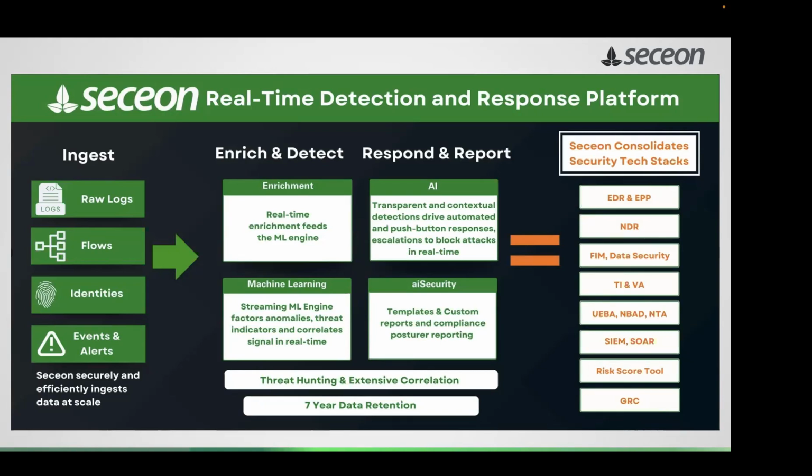And when we think about Seceon, we think a lot about how we can help teams consolidate their stacks, their EDR, their network detection and response, their file integrity monitoring, their threat intelligence and vulnerability analysis, their ability to use behavioral analysis across networks and endpoints, their SIEM platforms, their ability to orchestrate automation, and at the end of the day, producing those risk scores and answering the questions that compliance and risk teams have.